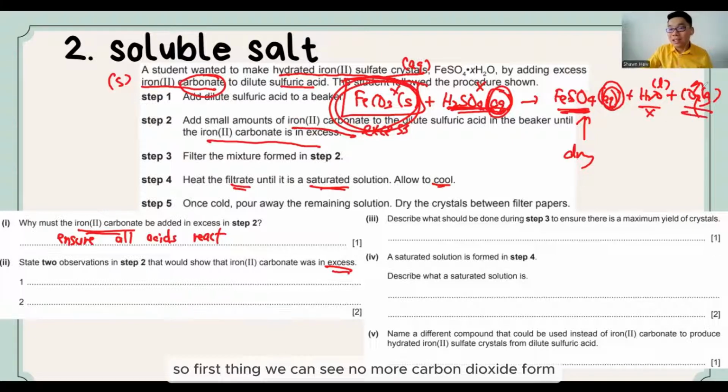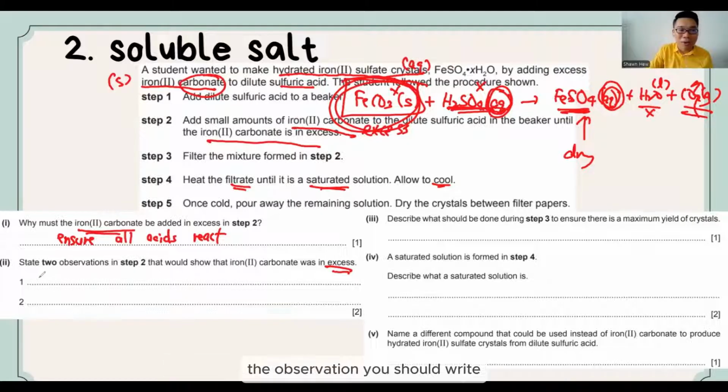So the first thing we can see is that no more carbon dioxide forms. The observation you should write is no more fizzing or no more effervescence. Then since this solid is in excess, it can't react anymore, so the solid remains.